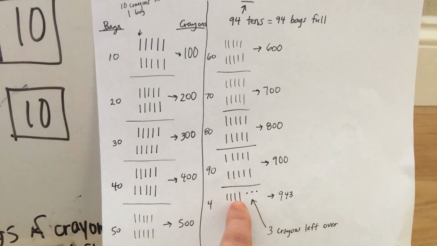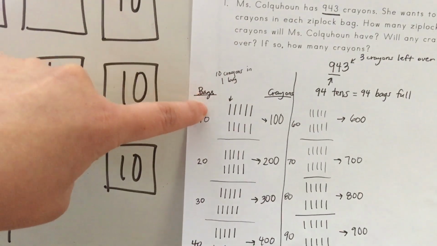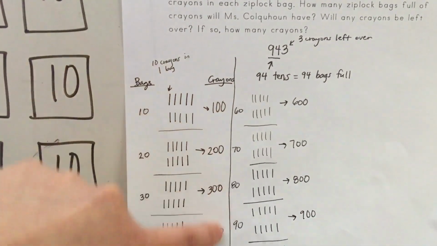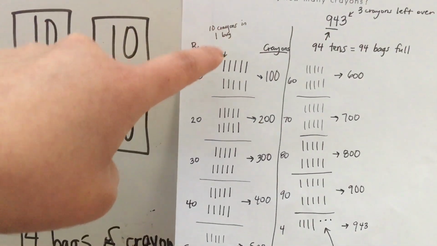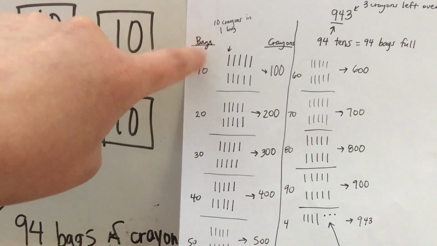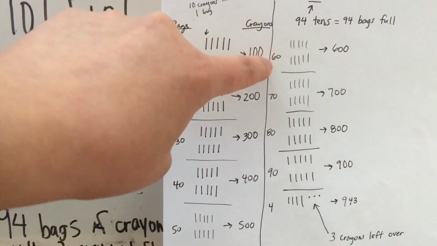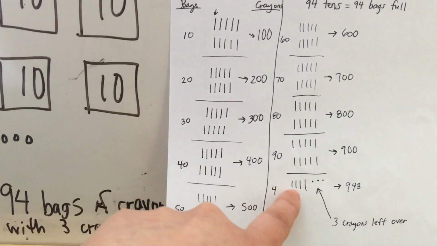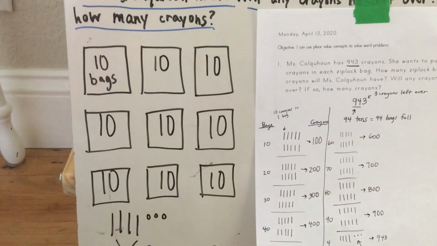943, and there's my 43 at the bottom. On the left side, these are my numbers counting on. So I'm counting my bags, and here's my counting my crayons. So making sure that I did have 943. The question though is how many bags full of crayons. So I want to know how many bags. 10 bags, 20 bags, 30 bags, 40 bags, 50 bags, 60 bags, 70, 80, 90 bags, 94 bags with 3 crayons left over.